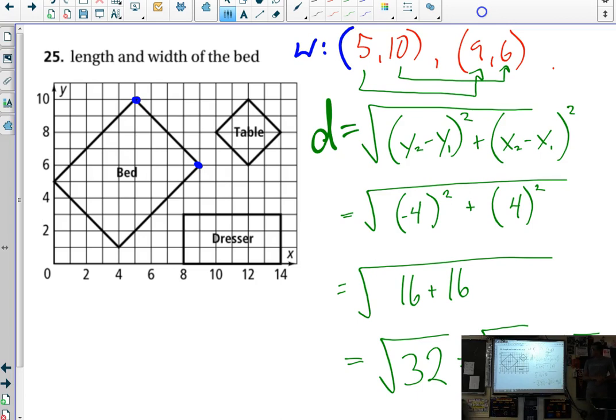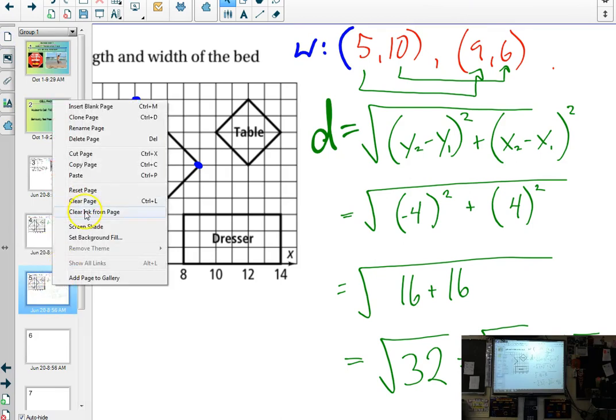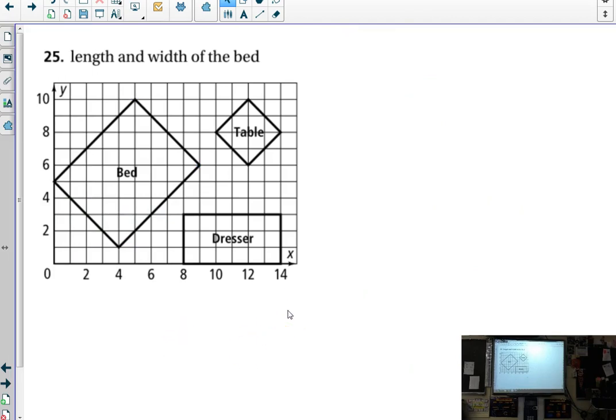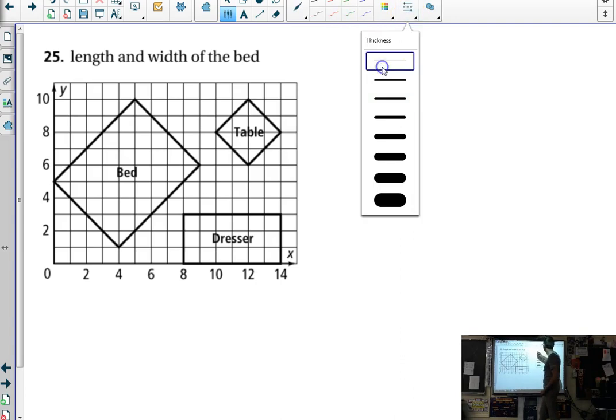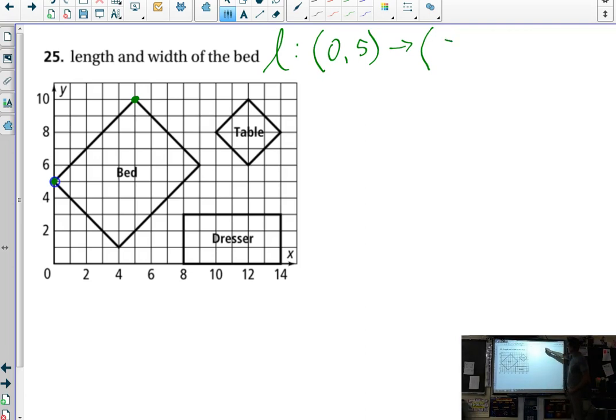We can do the same thing over again, except instead of doing width, let's do length. Let's do one that involves a 0. That would be a good example. So if we do one that's on the axis, so let's go from 0, 5 to that point 5, 10 that we had.